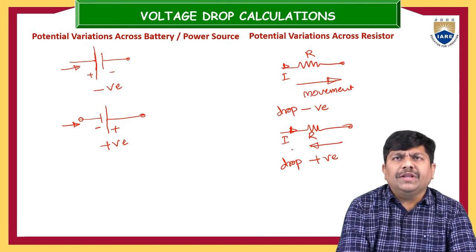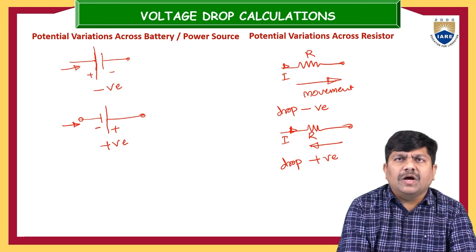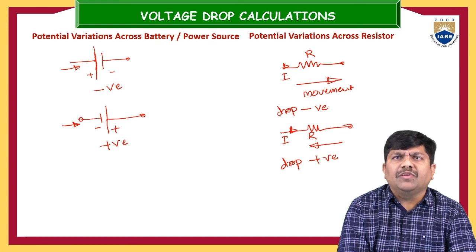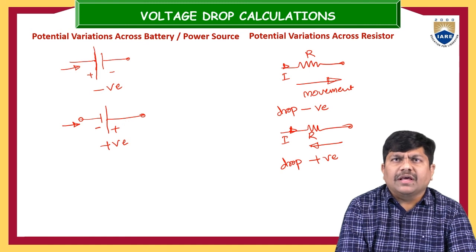Similarly, the polarity of the voltage across the battery is positive or negative. It is positive whenever you are traveling from the minus to the positive plate of the battery, and the voltage becomes negative if the current is entering at the positive terminal and leaving at the negative terminal.